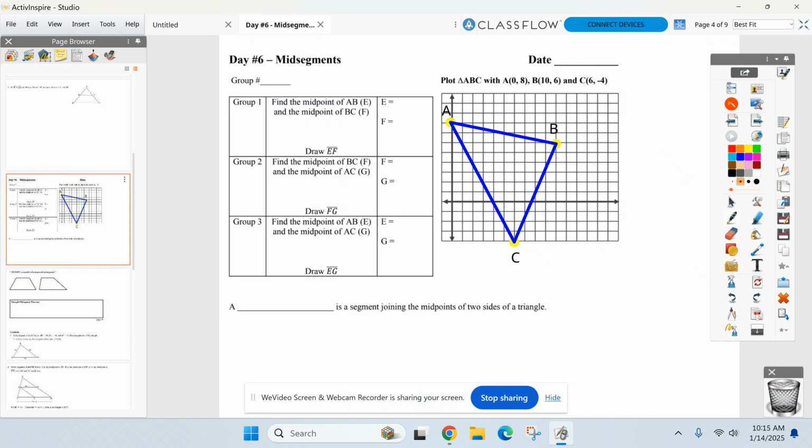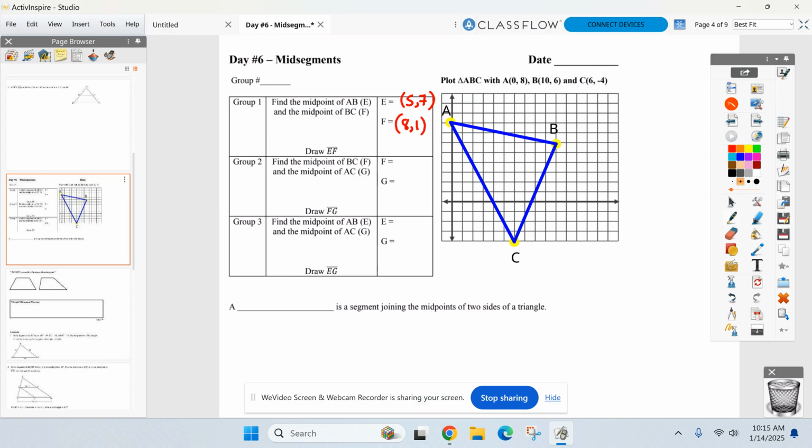All right, I want to move on here. Make sure you fill in your chart if it wasn't your group's assignment. Group 1, what do we get for point E? 5, 7 should be good for point E. And what do we get for point F? 8, 1. All right, 8, 1.